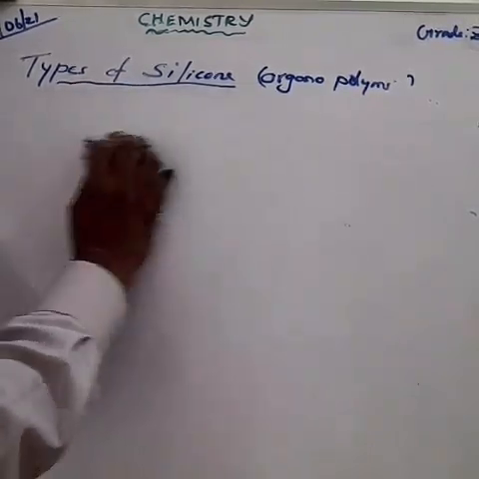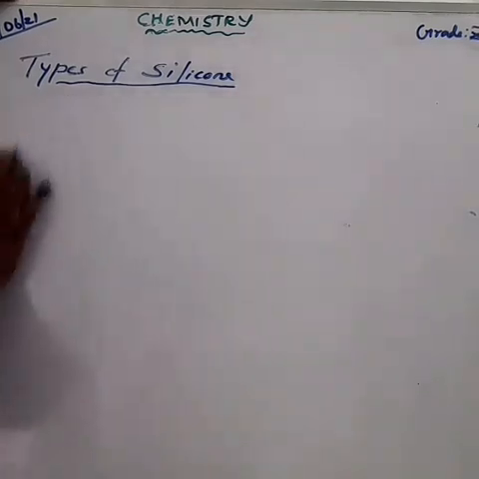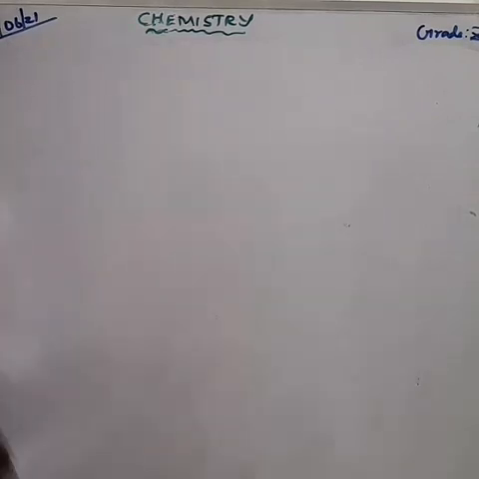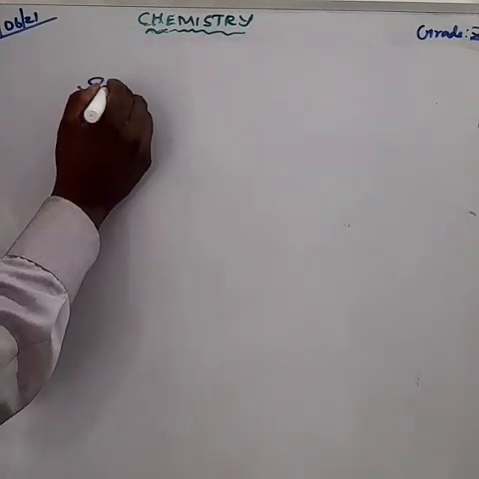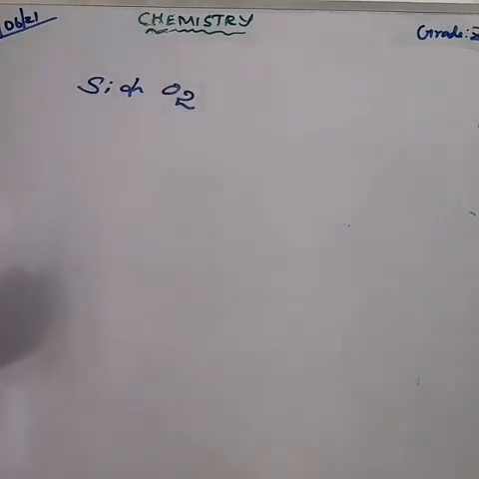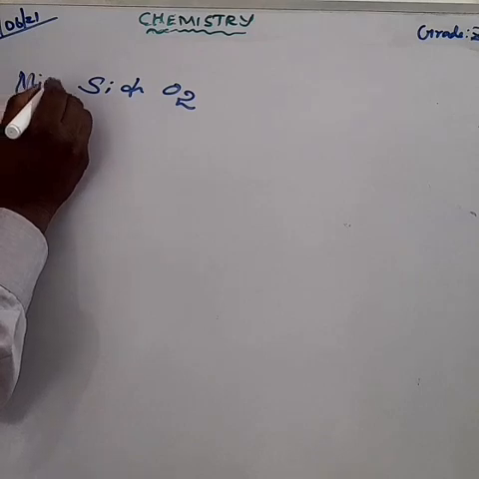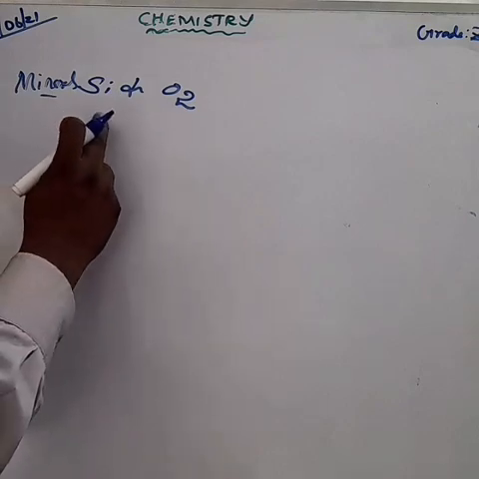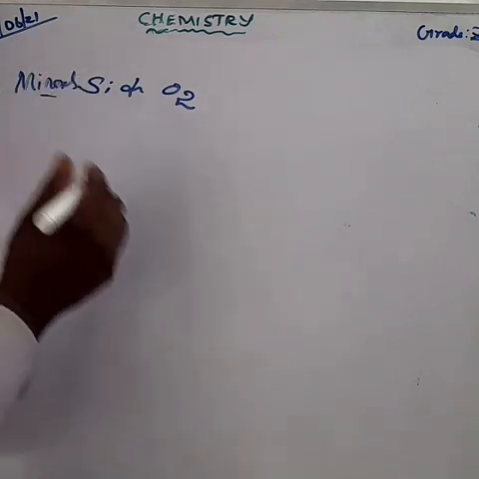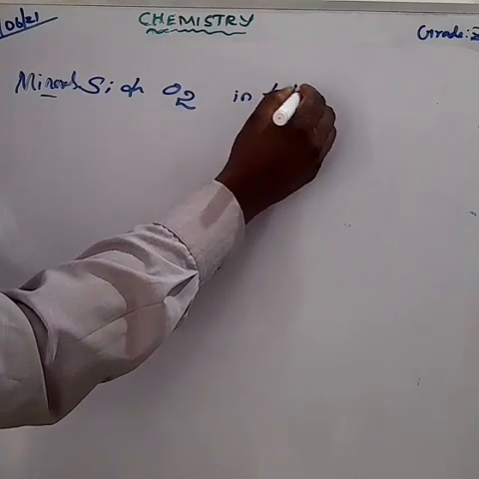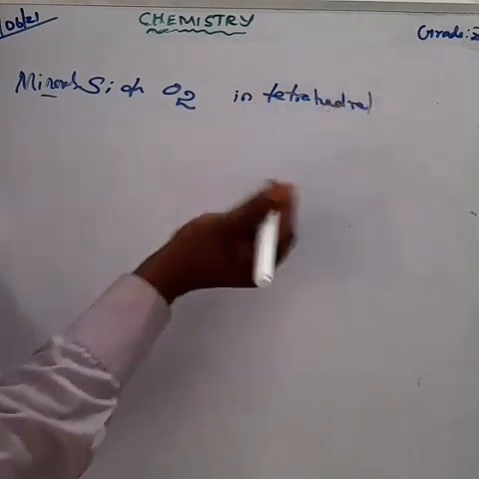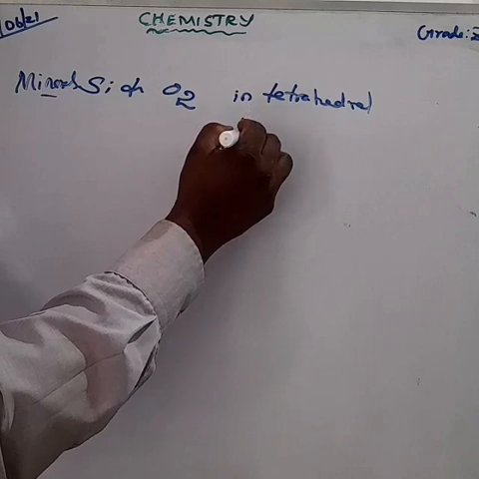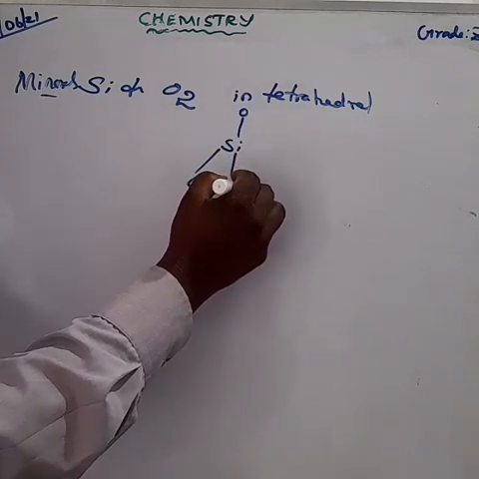Silicate is one of the important questions. What are silicates? They are minerals that contain silicon and oxygen. Can you understand? All of you know silicon. What is the symbol of silicon? Silicon and oxygen in tetrahedral units. Tetrahedral means the center atom is surrounded by 4 other atoms.